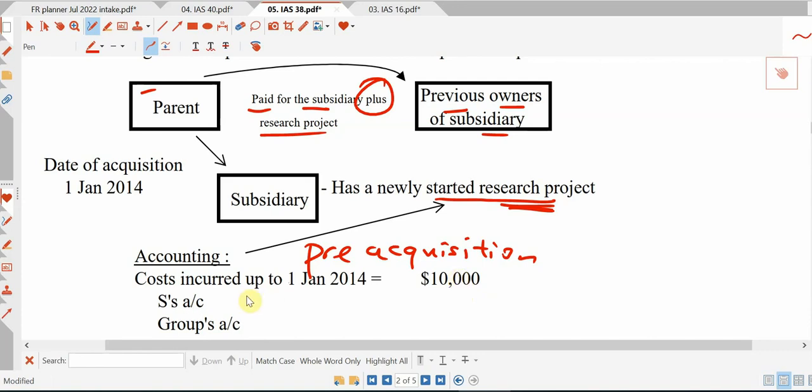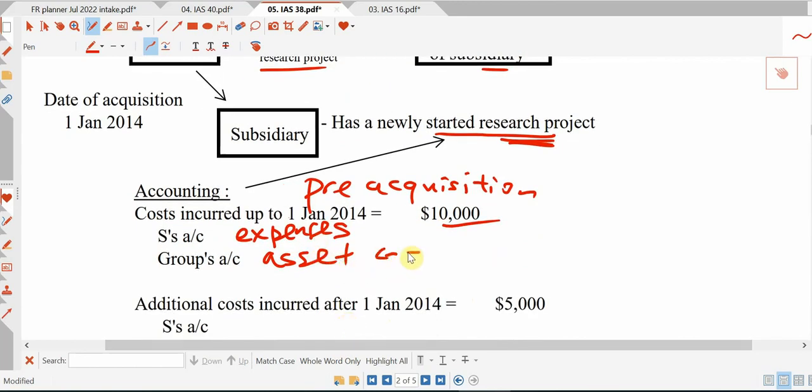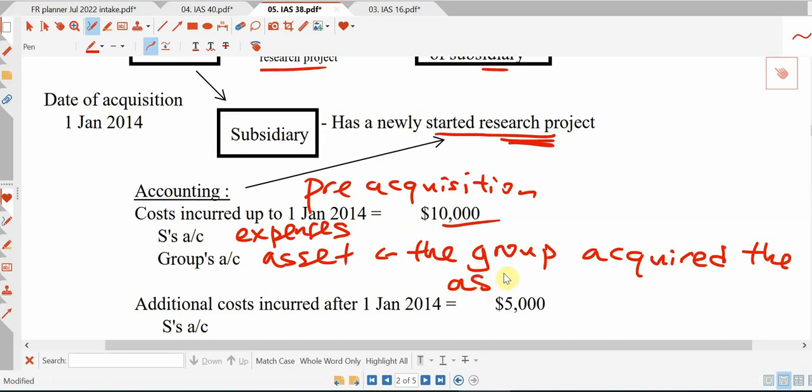Now, do you know for the subsidiary, research cost, do we put research cost as asset or expenses? Research cost, expenses. But from the group point of view, the group acquired, so this is an asset. This 10,000 in the subsidiary account is expenses, but this 10,000 in the group account is an asset, because the group acquired the asset. We pay and then we buy, right?